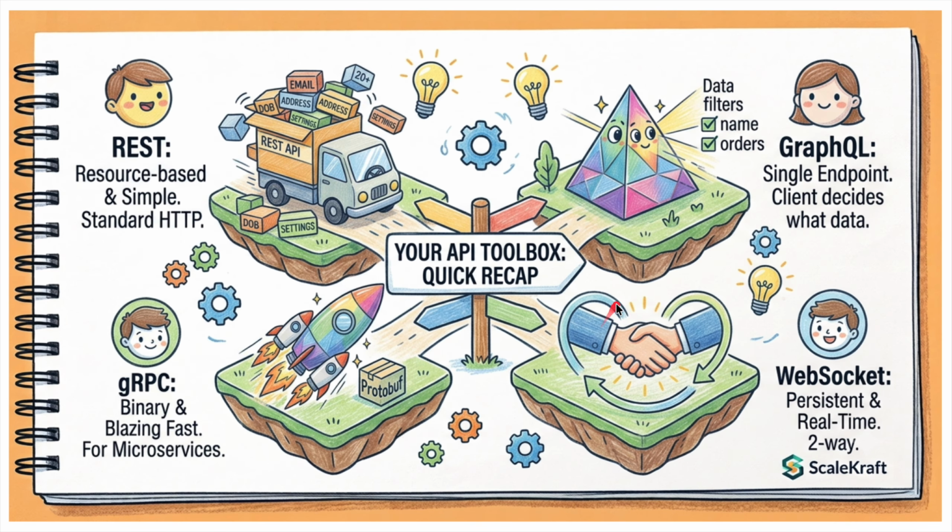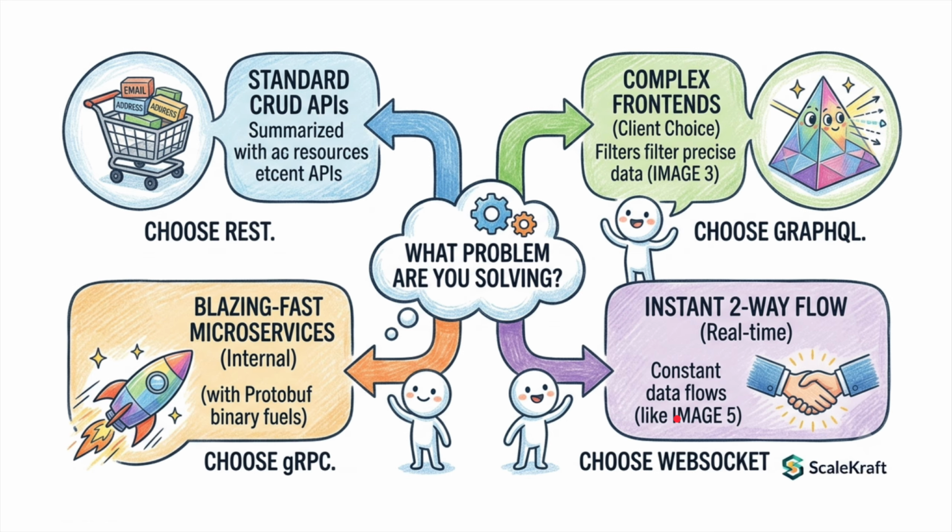So, now let's summarize everything. REST. Simple, resource-based. Best for standard CRUD APIs. GraphQL, single endpoint, client chooses exactly what it needs. Perfect for complex frontends. gRPC, binary communication using protobuf. Extremely fast, mostly ideal for internal microservice connection. Lastly, the WebSocket, persistent two-way connection, best for real-time communication.